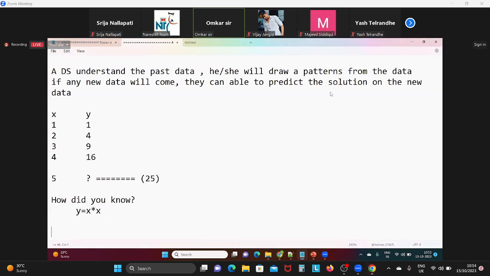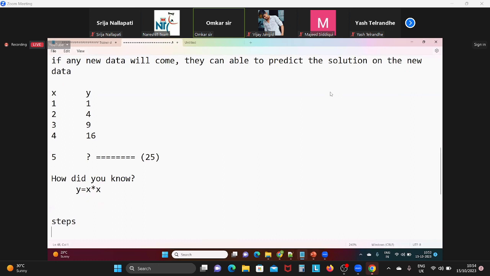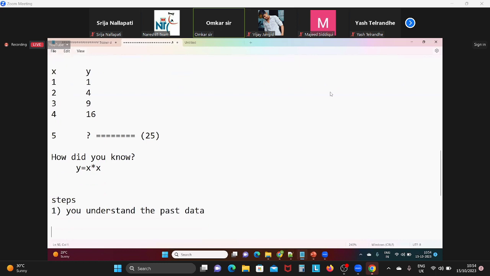Yes. Now what are the steps happening? Tell me. The first step is understanding the data. You understand the past data. What is the past data? x is equal to 1, y is equal to 1; x is equal to 2, y is equal to 4; 3 and 9; and 4 is equal to 16. And what is the second step? You draw some insights, some pattern. You understood the pattern. What is the pattern? y is equal to x into x is the pattern.